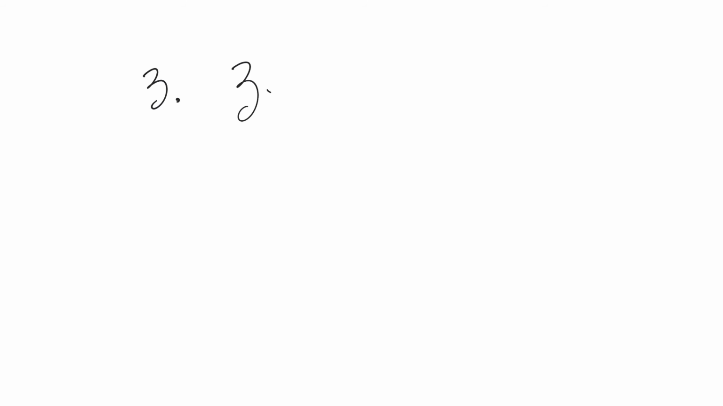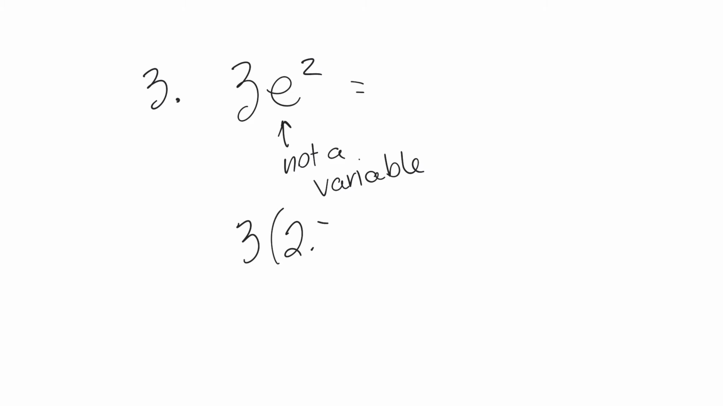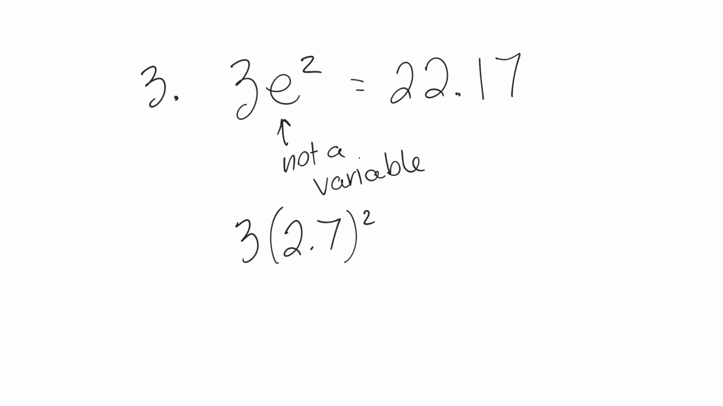All right, what if we have something like 3e squared? I want to know what that means. This is just a value, just a number. e is not a variable, right? This is like saying, what is 3 times 2.7 squared? Well, use your calculator. It's like 22.17-ish.